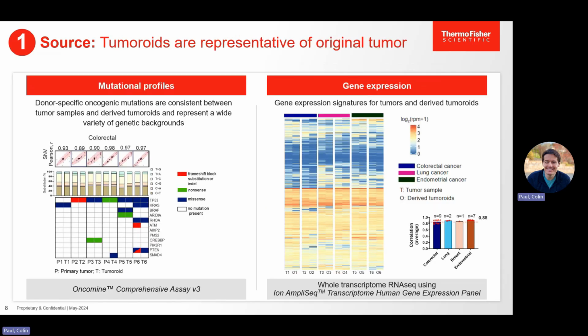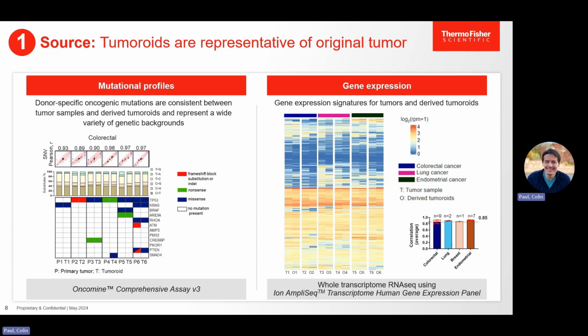Importantly, tumoroids derived in OncoPro tumoroid culture medium retain donor-specific mutational profiles and gene expression patterns. Targeted sequencing using the OncoMine Comprehensive Assay V3 shows that both the presence and frequency of single nucleotide variants and key oncogenic mutations are retained when comparing initial tumor samples to derived tumoroids across a range of genetic backgrounds and different mutations. The plot on the left shows matched single nucleotide base substitutions and oncogenic mutations between colorectal tumor samples and derived tumoroids, where mutations are consistently conserved in culture.